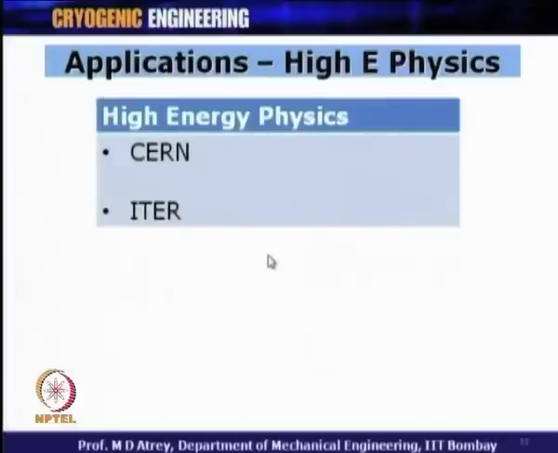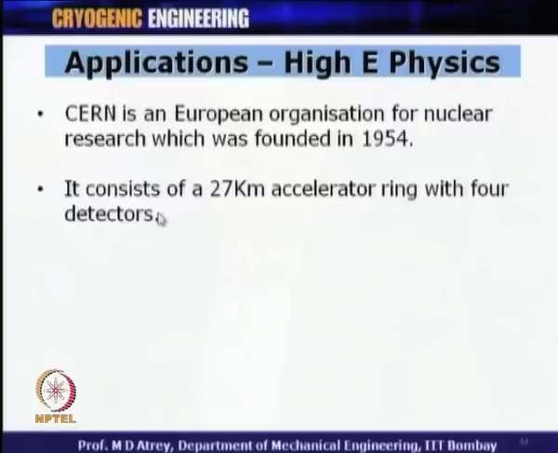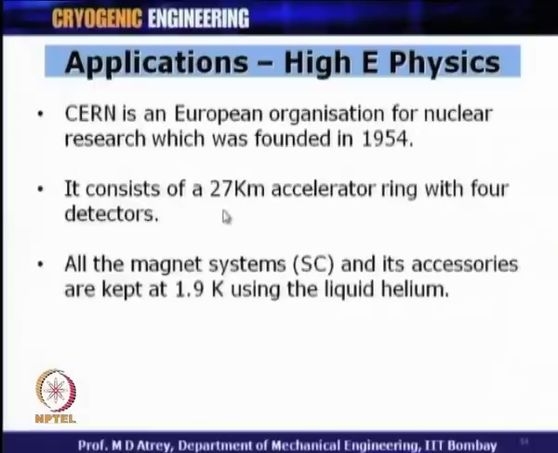And lastly, I would say the recent experiments which most of you have seen at CERN, and now the biggest project on earth, ITER, are important applications of cryogenics in high energy physics. CERN is the European Organization for Nuclear Research, which was founded in 1954. It consists of a 27 kilometer accelerator ring with 4 detectors. Possibly most of you have heard recently the results that came from CERN. It houses a superconducting magnet ring. All the magnet system in this 27 kilometer accelerator has superconducting magnets and all these magnets are kept at 1.9 Kelvin using liquid helium.